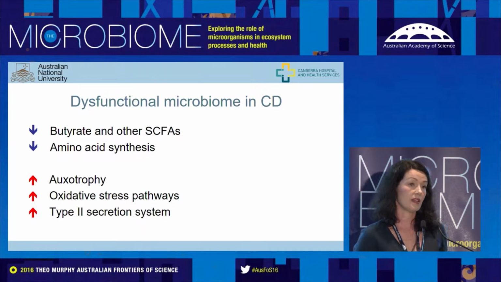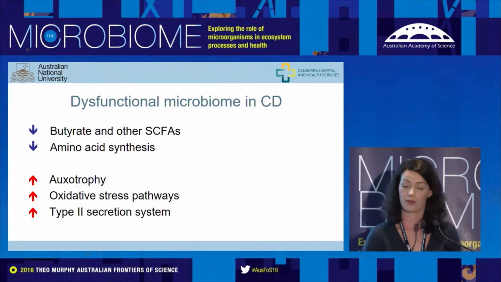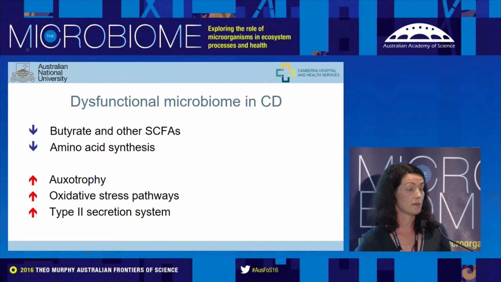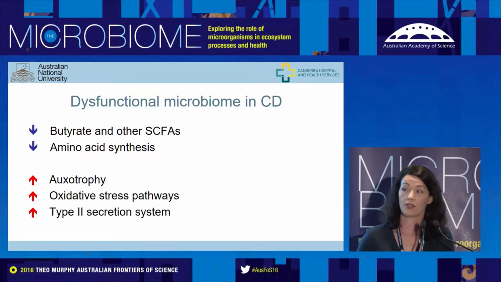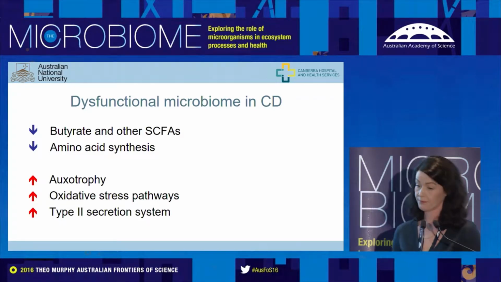Butyrate is the major energy source of our colonocytes, or epithelial cells in our colon, so butyrate's very important for gut health. We also see a reduction in amino acid synthesis by bacteria. And then we see traits that are more characteristic of pathobionts or pathogenic bacteria. So we see an increase in auxotrophy, an increased propensity for bacteria to tolerate oxidative stress, and utilisation of the type 2 secretion system.